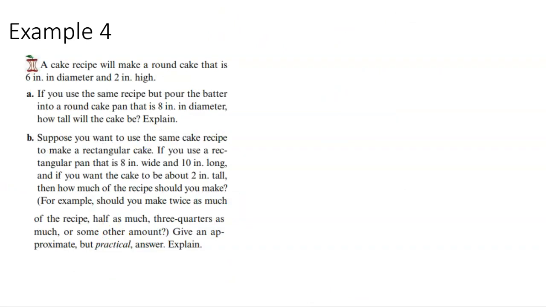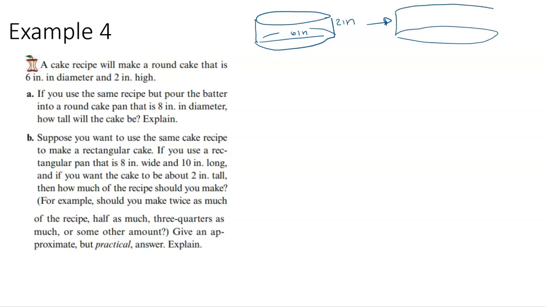Let's look at another example. A cake recipe will make a round cake that is 6 inches in diameter and 2 inches high. If you use the same recipe but pour the batter into a round cake pan that is 8 inches in diameter, how tall will the cake be? All right, so let's start here. So I've got a cake that is 6 inches in diameter and 2 inches tall, and I'm going to pour that into a cake that is 8 inches in diameter, so that's a little bit longer. Right, this is 8 inches in diameter. And how tall will it be? We don't know. So we're going to use the same recipe.